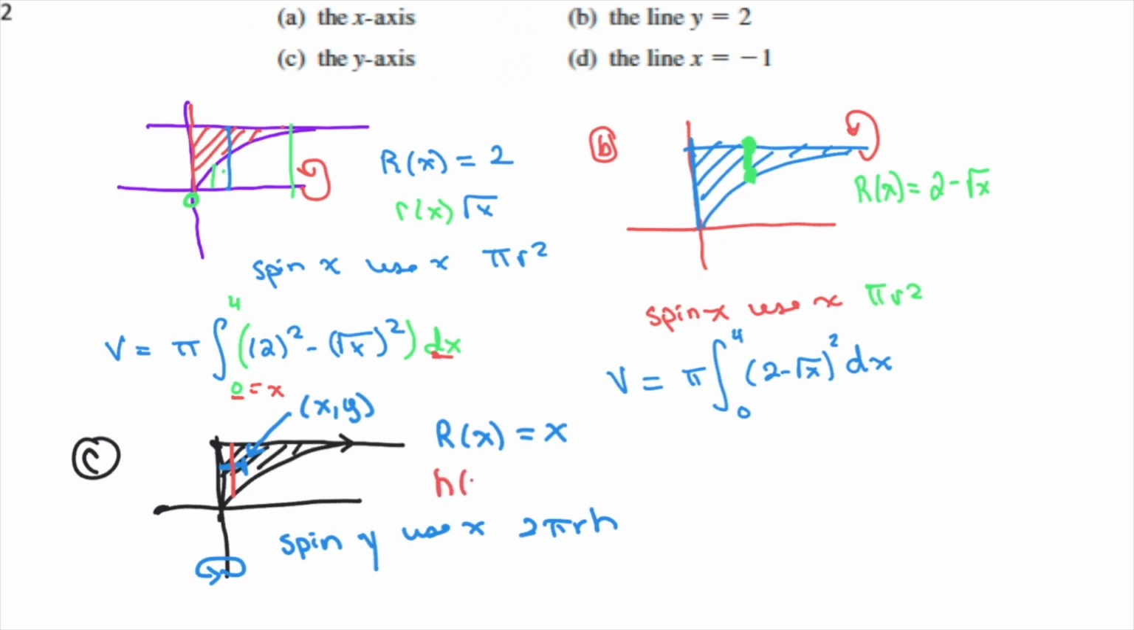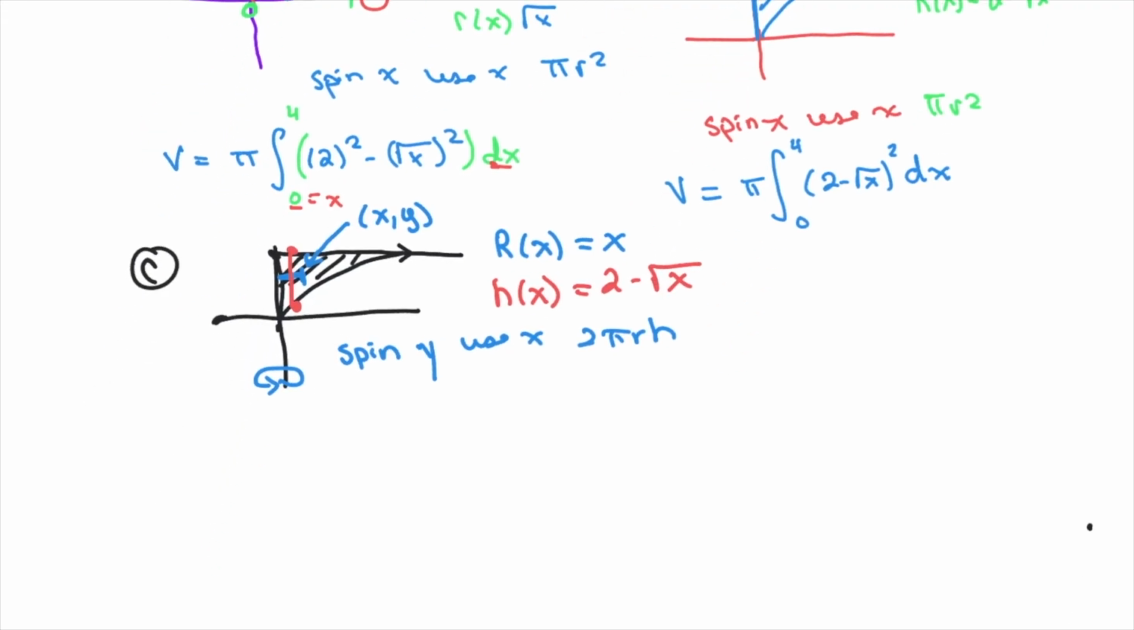So the height with respect to x is top minus bottom. In this case, the top function is 2, the bottom function is square root of x. So now we have all the different components to write our volume. So volume is equal to 2 pi integral, and then we want to have the radius, which is x, times our 2 minus root x dx.